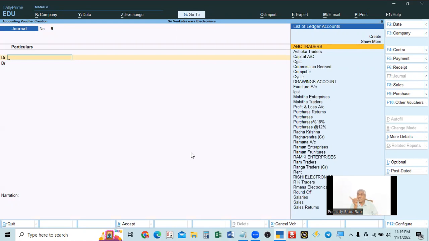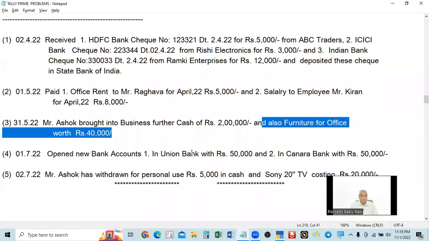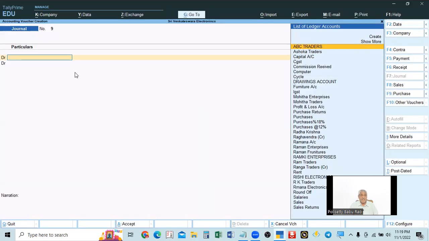Other than receipt voucher, payment voucher, contra voucher, purchase voucher, sales voucher, debit note voucher, credit note voucher, all the transactions that cannot be entered in any of those vouchers can be entered only in the journal voucher. So when you are entering into the journal, it is not displaying cash, isn't it? But we have to enter the cash also along with furniture. So in this case, cash and furniture, we have to debit. That is why it is not shown.